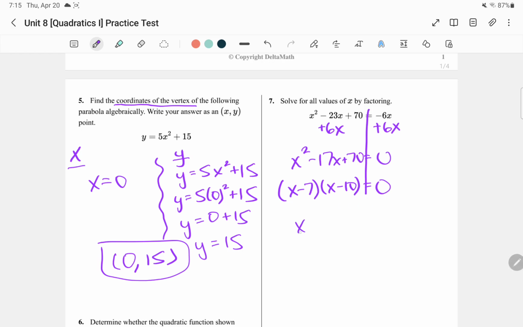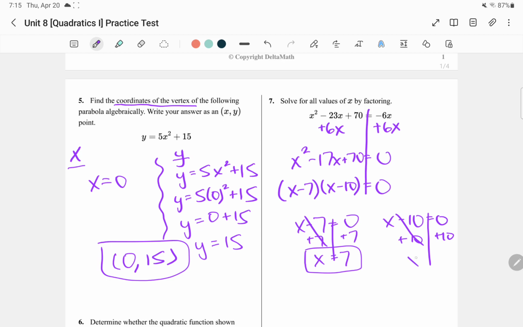Now I split this up into 2 equations. And so x must be positive 7, and x must be positive 10. So this is my answer, both of those.